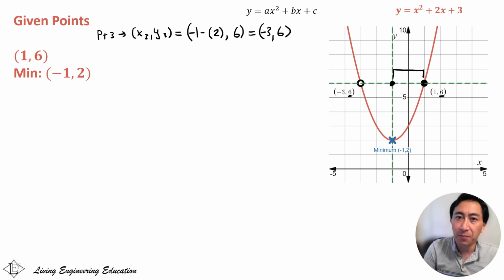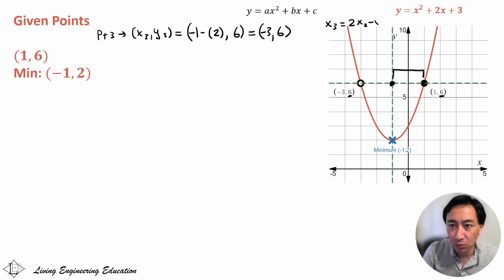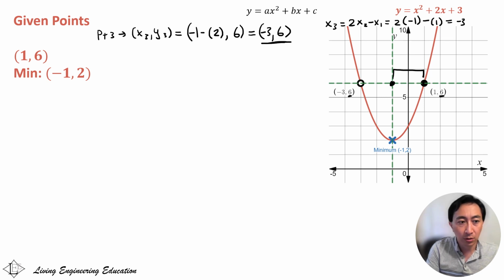Right? So this is a better method than memorizing it, but obviously you could memorize that x3 is equal to 2x2, the minimum, minus x1. Right? So 2 times negative 1 minus positive 1 is negative 3. So it checks out too. All right. So now I have my 3 points. So there's point 3, this is point 1, and this one point 2.